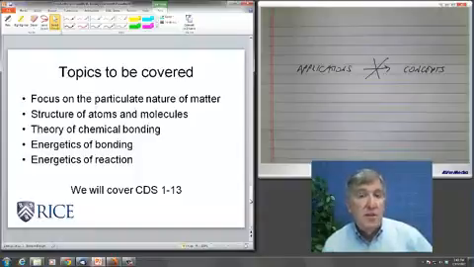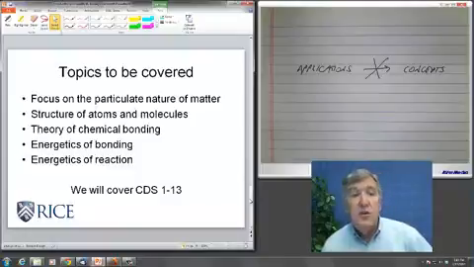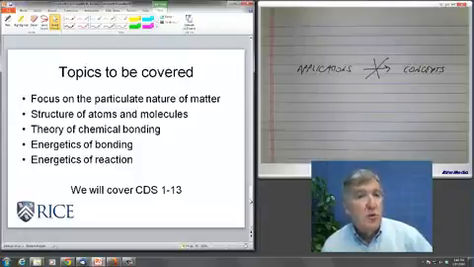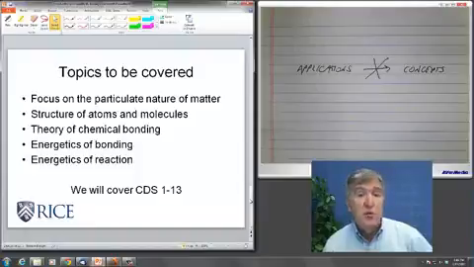One of the key factors we'd like to understand is in what way do the atoms combine to form molecules? What is it that holds the atoms together? In other words, we're going to need to understand a theory of chemical bonding. We'd also like to understand the energetics of chemical bonding so that we can understand what makes a molecule stable or what makes another molecule unstable or reactive.